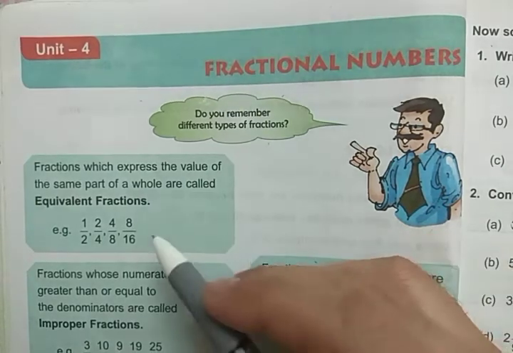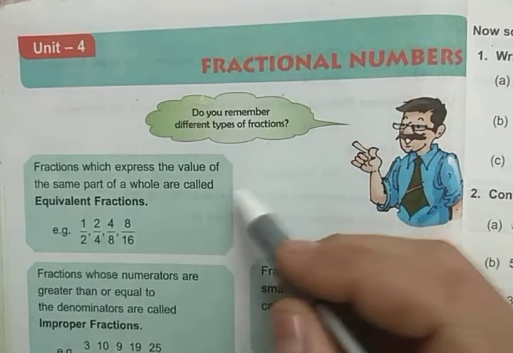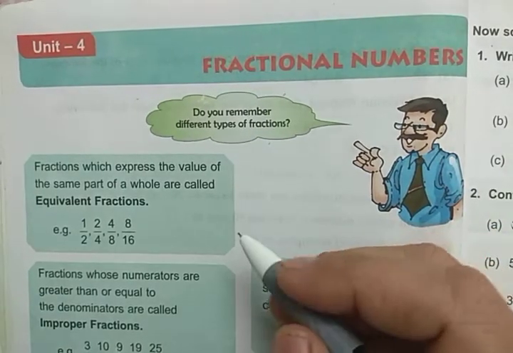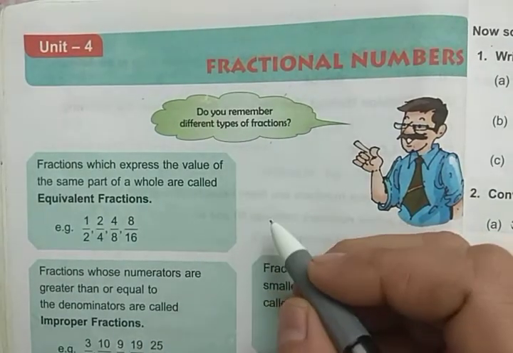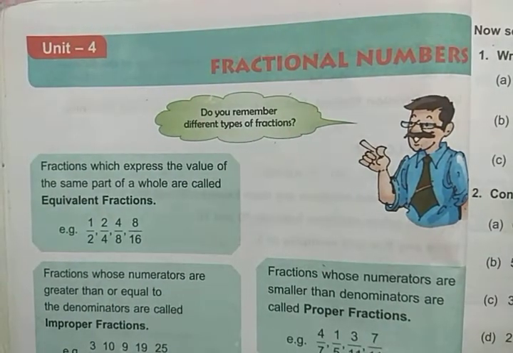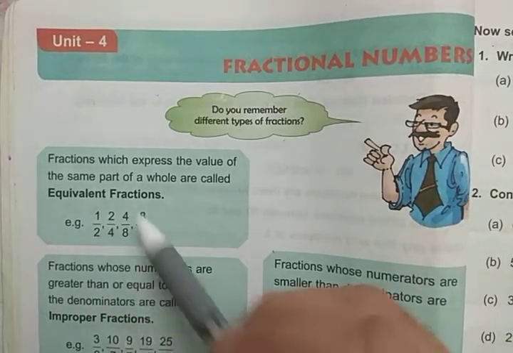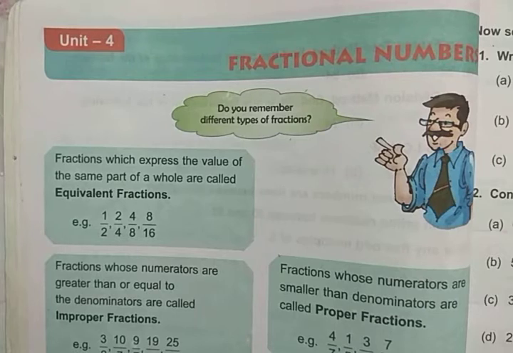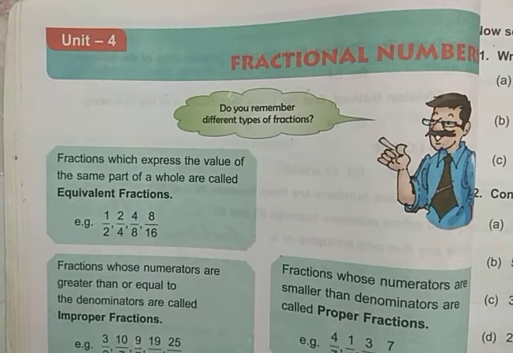Suppose you will draw 8/16. So if you make 16 parts, out of 16, 8 is the half of 16. So 8/16 is the half of the whole. So in the same way, all of them represent the half of the whole. So these all are equivalent fractions.